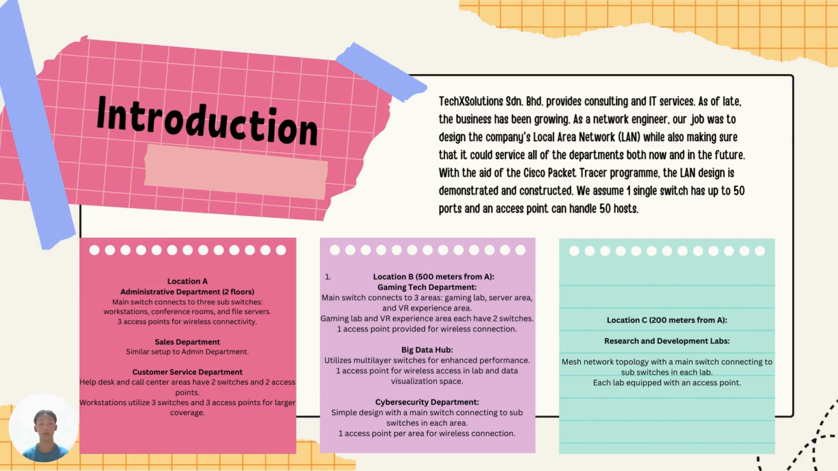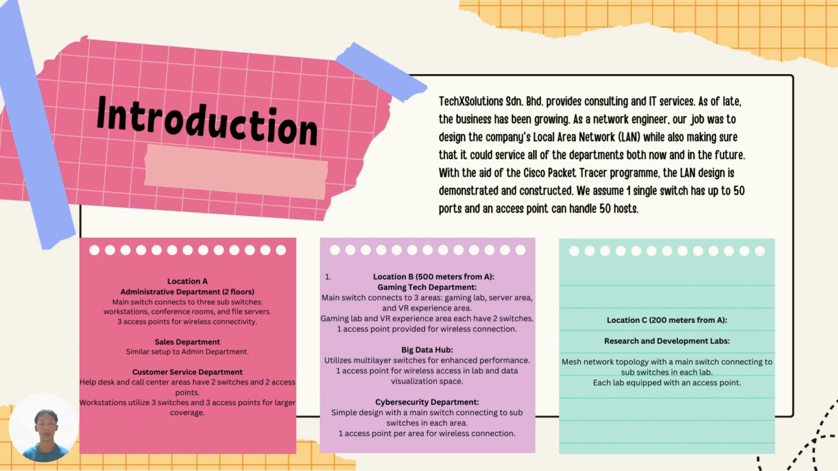Inside location B, there are also three departments: gaming tech department, big data hub, and cybersecurity department. Inside the gaming tech department, a main switch connects three different areas: gaming labs, server area, and VR experience area. The gaming lab and VR experience area each have two switches, and one access point is provided for each area for wireless connection. Inside the big data hub, we also utilize a multi-layer switch to enhance performance. One access point is also provided in the data lab and data visualization space.